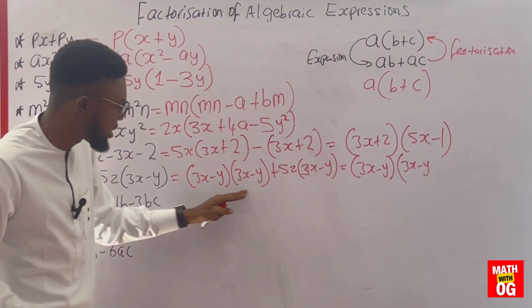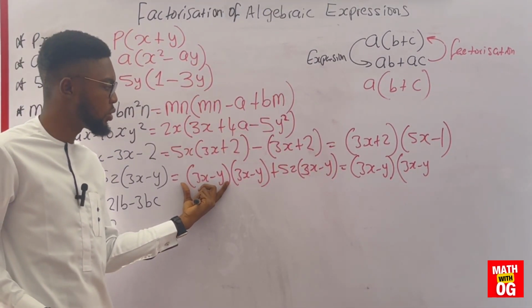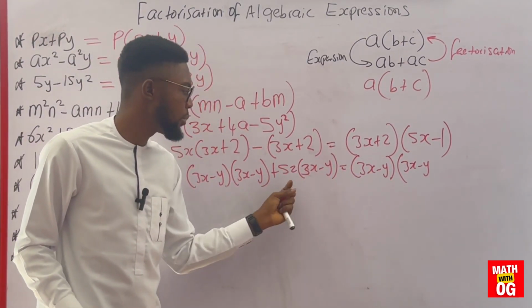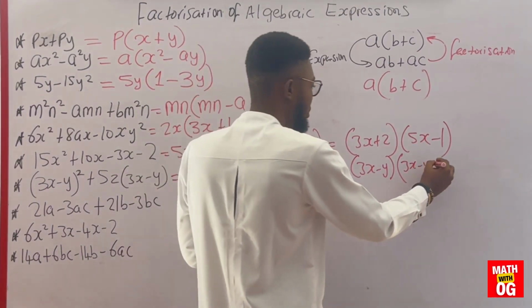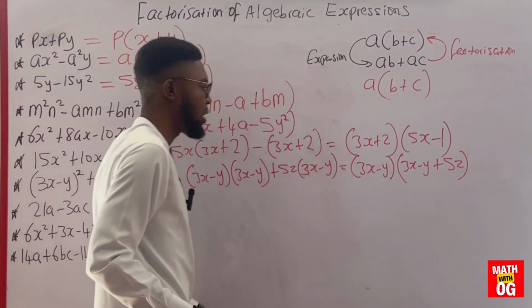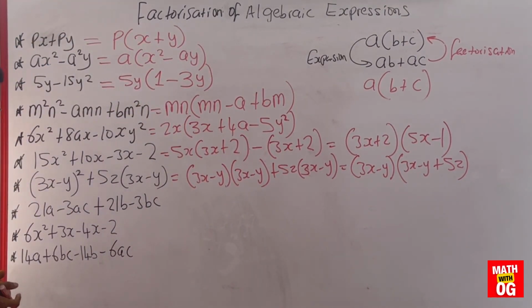That's this into this guy. You'll be left with just one (3x - y). Similarly, (3x - y) will go into this other term and you'll be left with 5z. So you have a positive 5z. So this is the answer to the question.